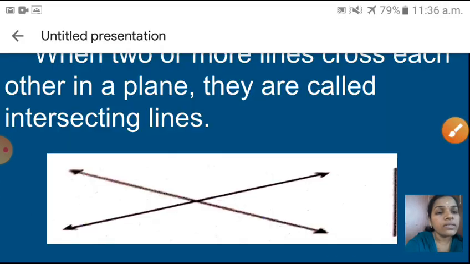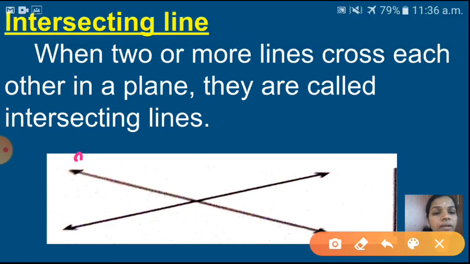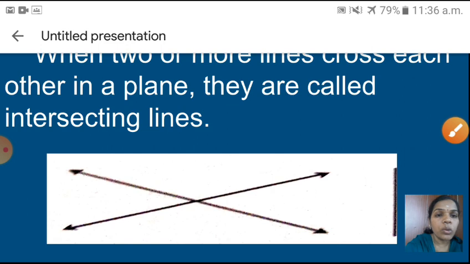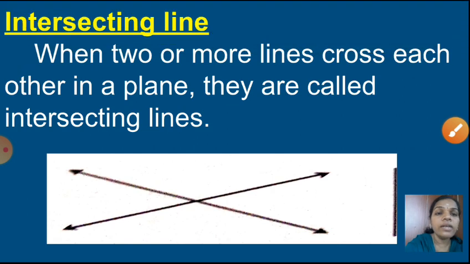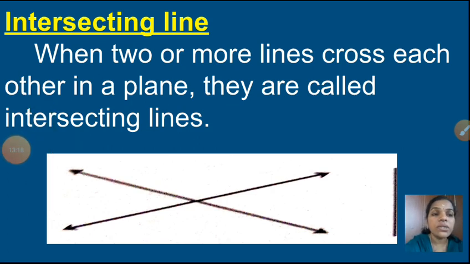Okay. Next one is intersecting lines. See here, this is the example of intersecting lines. So when two or more lines cross each other in a plane, they are called intersecting lines. Okay, here it is made in this place, intersect. So when two or more lines cross each other in a plane, they are called what? Intersecting lines. So I hope you understood now what is meant by parallel lines, what is meant by intersecting lines. Understood, children? Yes. Shall we go to next, children?